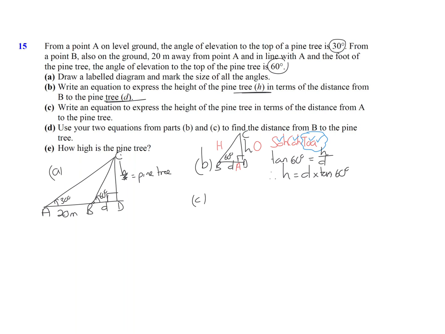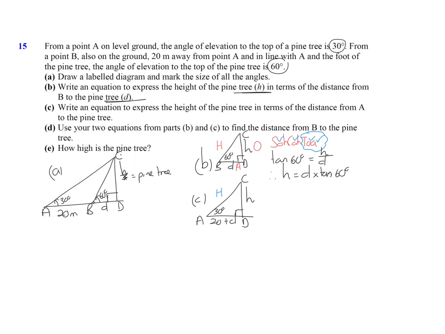Now part C. Write an equation to express the height of the pine tree in terms of the distance from A to the pine tree. Now the distance from A to the pine tree, that's a length AD. So if I draw that triangle, AD and h is there, the height between C and D. A and D will then be 20 plus the D for the distance between B and D. Same story, 90 degrees at D. Label the triangle with the hypotenuse. And then I also know the angle at A, which is 30 degrees.